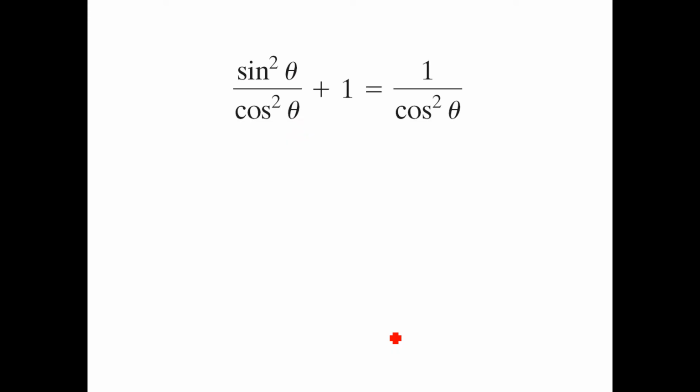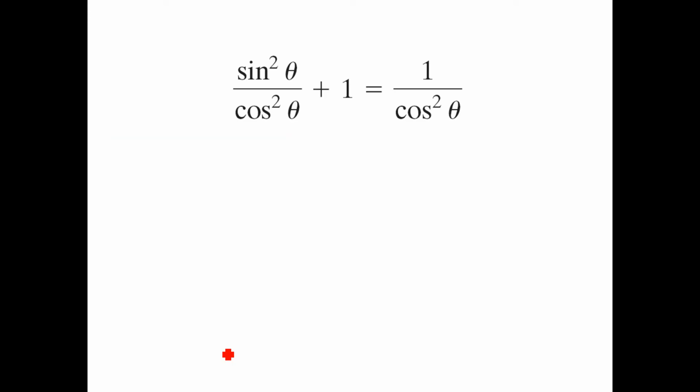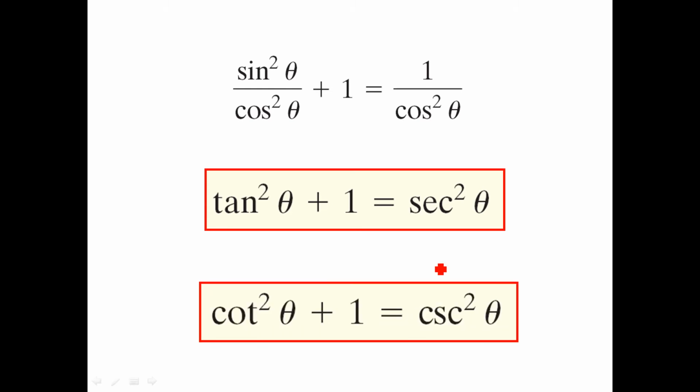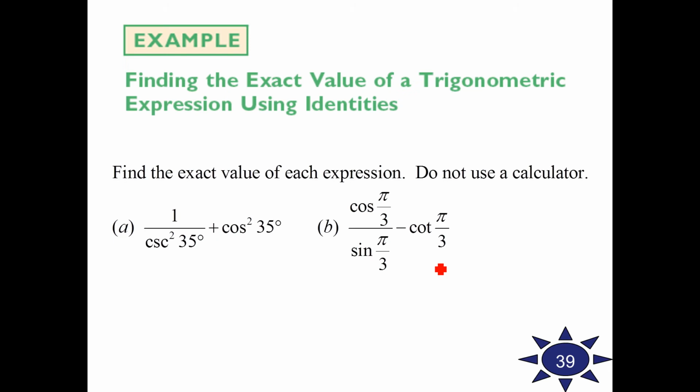If we move things around, starting from this formula, if we divide everything by cosine squared, we'll end up with sine squared over cosine squared, which is tangent squared, and 1 over cosine squared, which is secant squared. So second fundamental identity, tan squared plus 1 is secant squared. And by flipping those over, we can get cotangent squared plus 1 is cosecant squared. All right, so here's all of our fundamental identities. There are 8 total. Make sure you have all of those down. And we'll use those right here.